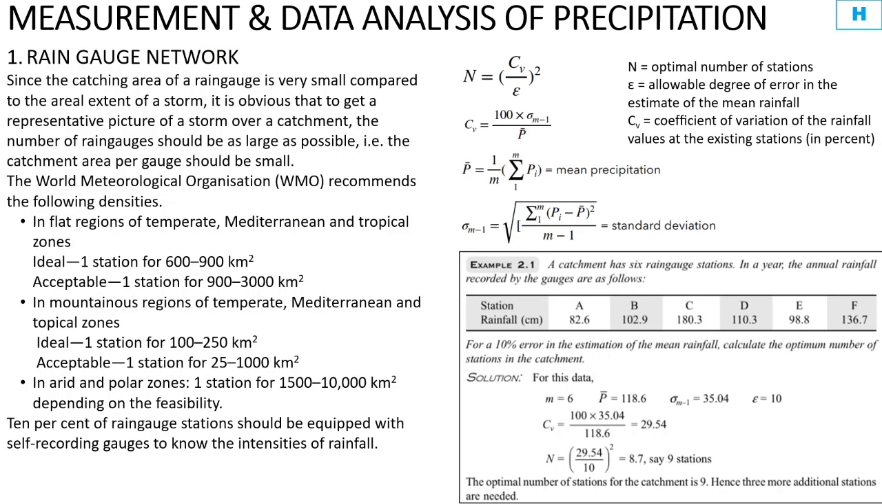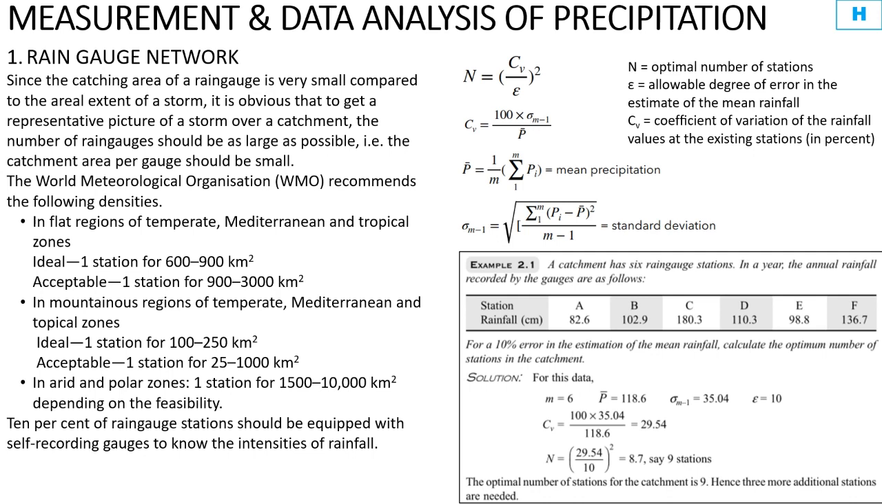So, let's first talk about yung rain gauge network. Ito yung kumbaga reference kung ilang rain gauge ang kailangan mo in an area. So for ideal condition, one station ang kailangan mo for 600 to 900 square kilometers. So kung meron kang 1,800 square kilometers, you need for ideal condition one rain gauge station. So for acceptable condition, pwede mong laki-lakihan.